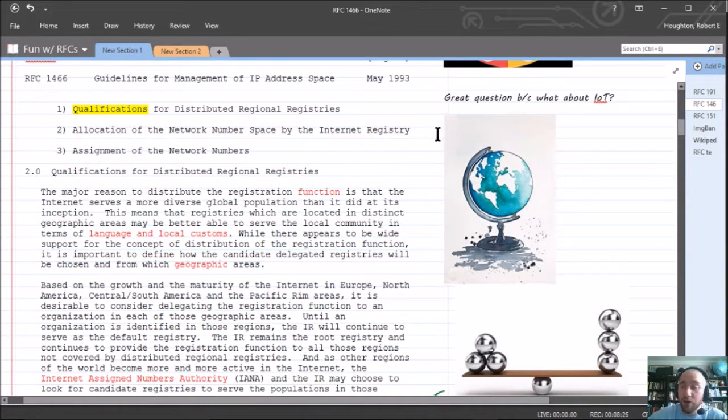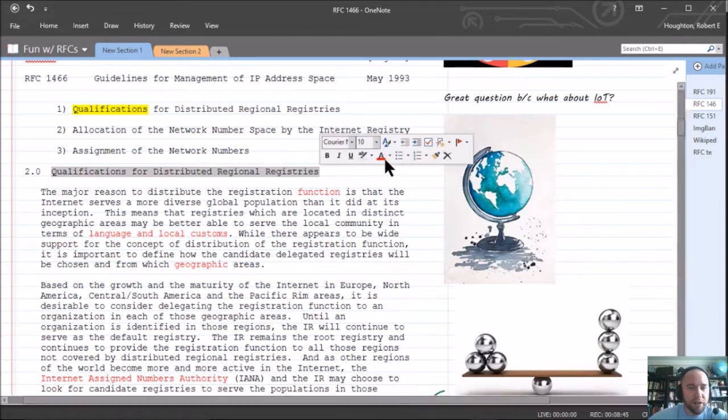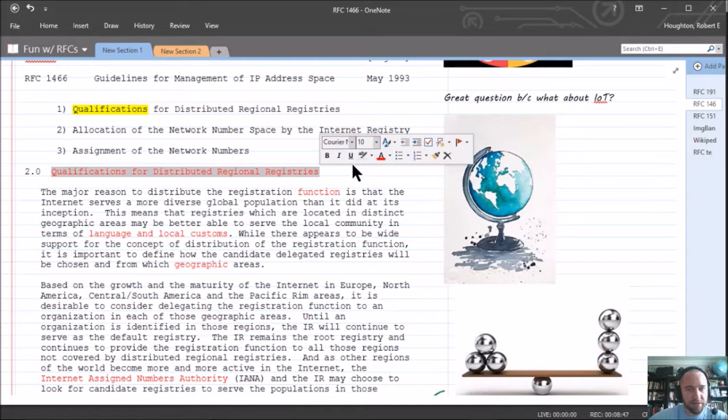Because nowadays we know IoT is a very popular thing, and we have a lot of small devices that are, for all intents and purposes, on the internet. So what do you have to do in order to qualify? It looks like right here we'll get into that first one. Qualifications for distributed regional registries.